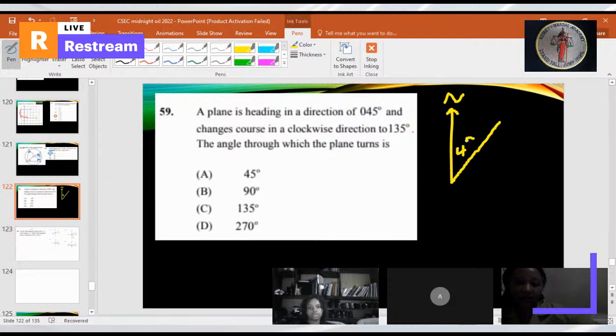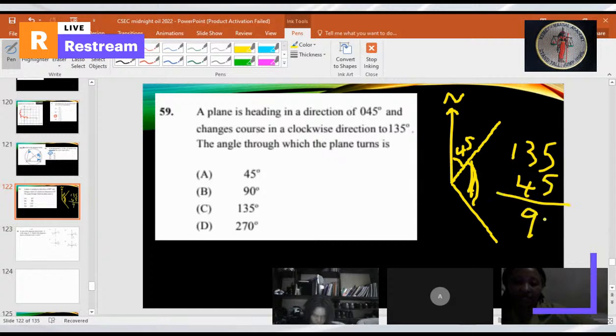Miss, it passes through the 90-degree angle, so it changes course and is now traveling at 135 degrees. So from there to there is a full 135. So they want to know the difference in here. So it will be the 135 minus the 45, which is 90 degrees. Yes, miss.